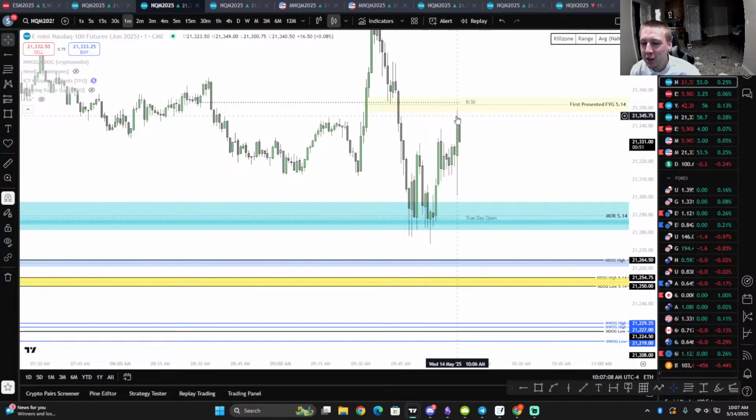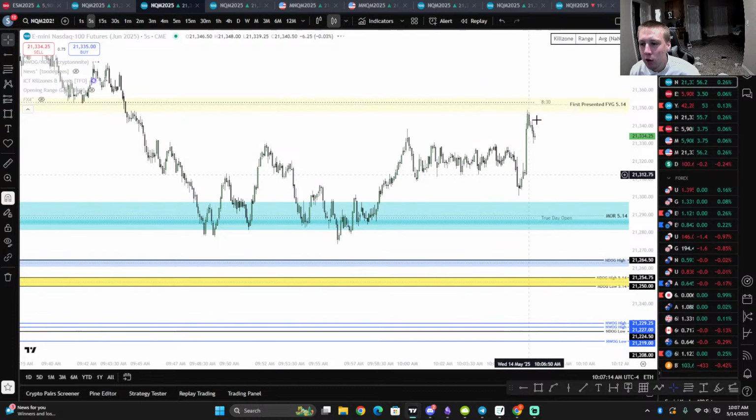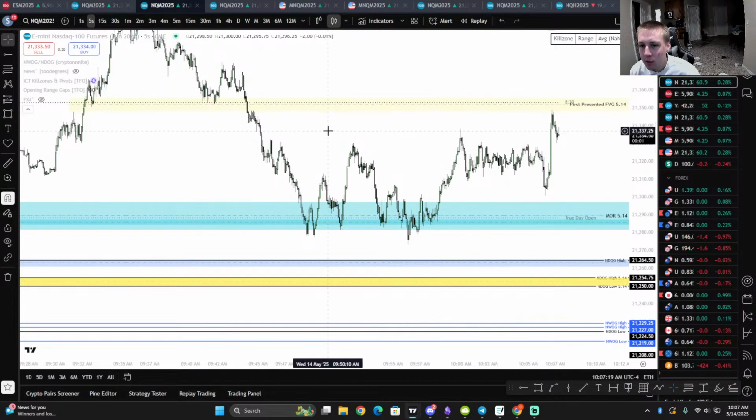Trade up in the first presented fair value gap. Ooh. We had some manipulation here, trading back lower, and then we have this displacement here, manipulating all this buy side liquidity here, trading to the first presented fair value gap.